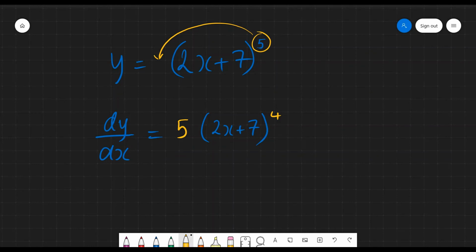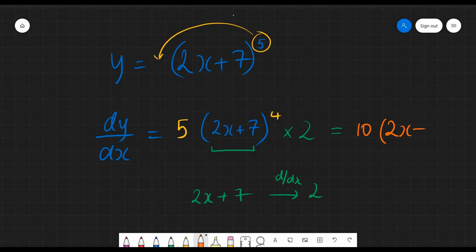Now, the last thing we need to do is multiply this entire expression with the differential of our function in the bracket. So the differential of 2x plus 7 is, if we differentiate this, we get 2. So we need to multiply this entire expression by 2. And that simplifies to 10 times 2x plus 7 to the power of 4. And that is exactly what we had before.